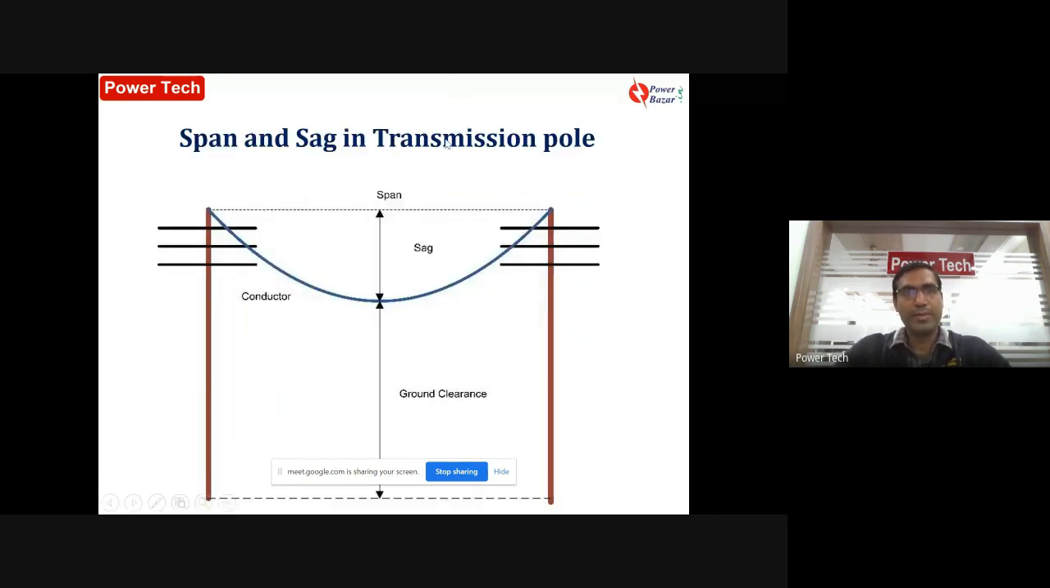And this is about what exactly we mean by span and sag in a transmission pole. These are two poles, and this is a conductor. The distance between two poles is the span distance, and the distance from the top to the lowest point of the conductor is the sag. At the bottom is the clearance, the ground clearance.